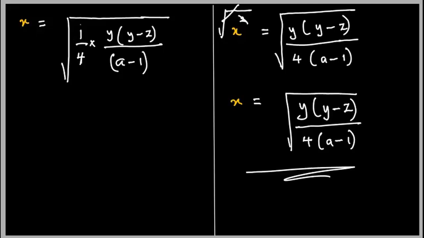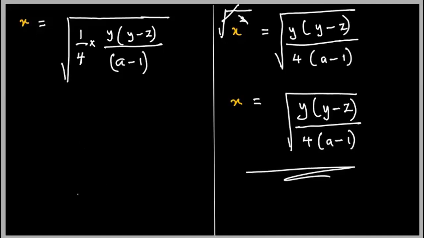Because for the numerator, 1 times y times y minus z, 1 multiplied by anything is the same thing, so 1 times y, y minus z should still give us y bracket y minus z all over. If 4 multiplies a minus 1, I'll still have 4 brackets a minus 1. So you see, it's still the same thing.